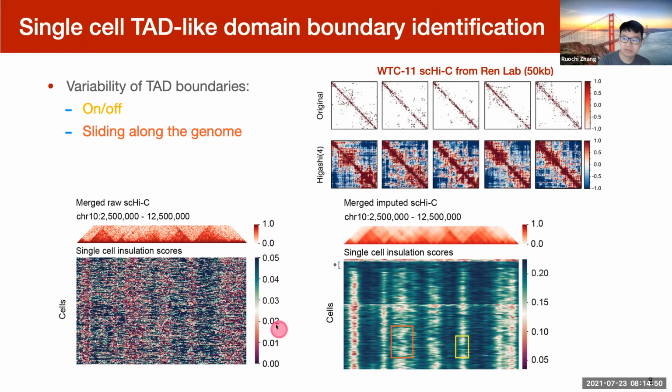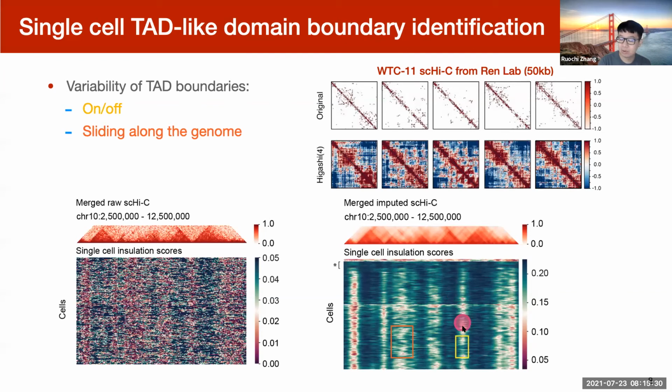So before imputation, we can see that the contact maps are super sparse, and as a result, the calculated single-cell insulation score is really noisy, which makes it extremely hard to robustly call domain boundaries at single-cell resolution or study the variability of domain boundaries. However, after imputation, we can see clearer domain boundary pattern in the imputed contact map, and also the insulation score is much smoother. And based on these single-cell insulation scores, we observe different types of variability.